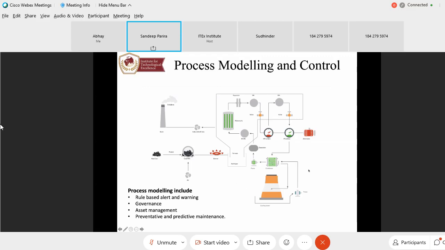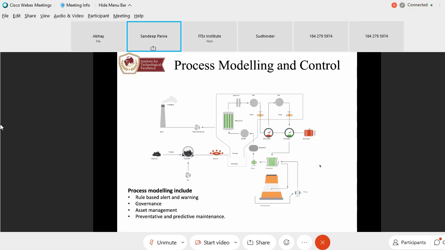and you can also say what kind of preventive and predictive maintenance. What I'm trying to show is that for everything we have shown here, you don't need very extensive training. Many businesses just want to have their process, and they know their process. So you can draw your process, and define the parameters, warnings, governance, asset management, and preventive and predictive maintenance.